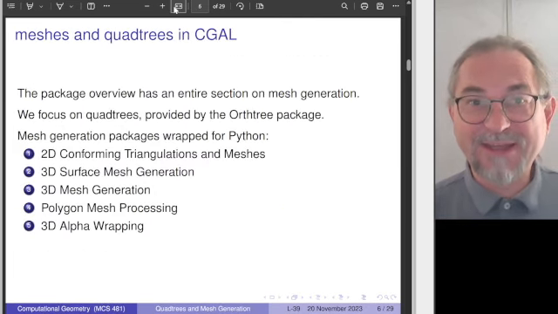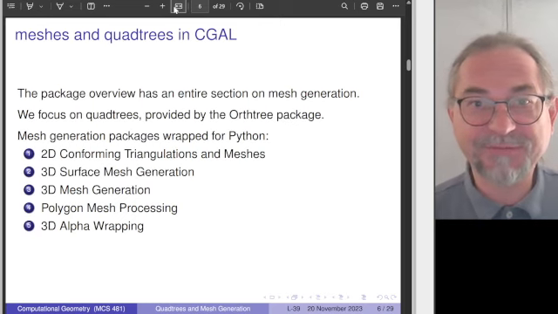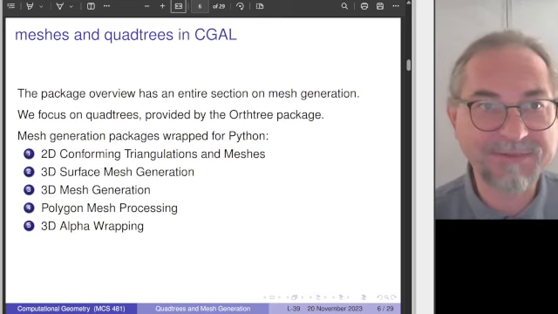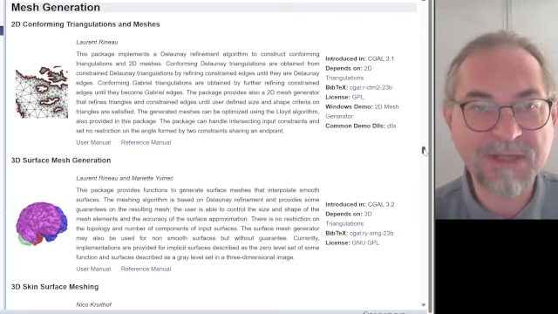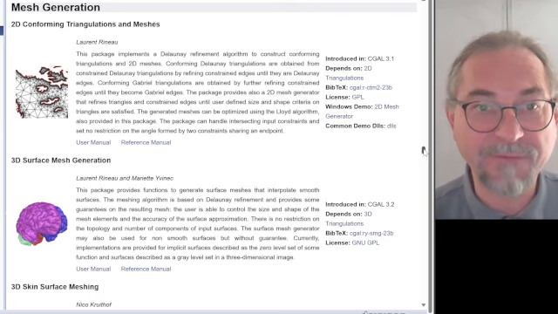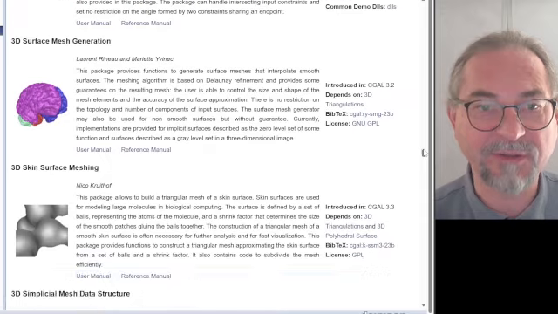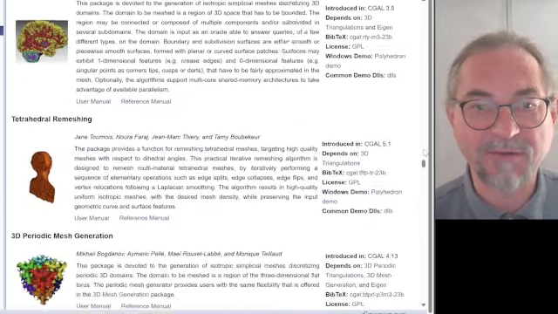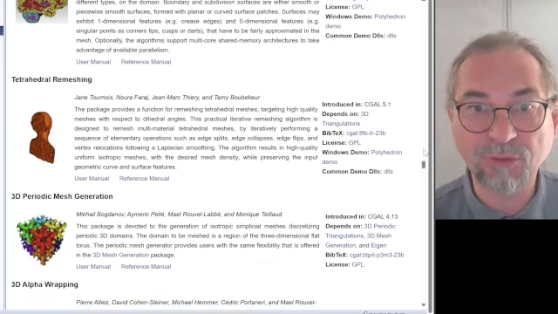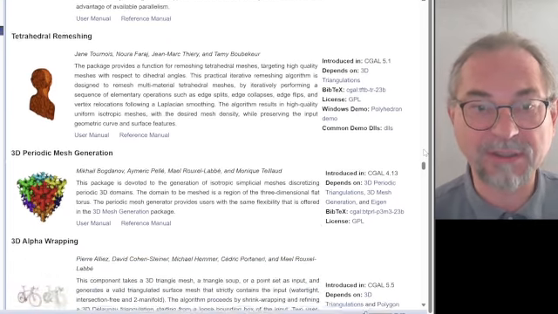All right, we have been using the software CGAL. Perhaps I have to go to the page that I prepared, or the browser position. So there is the package overview, and you can see that there is an entire section on mesh generation. So there are many applications towards geometric modeling as well.